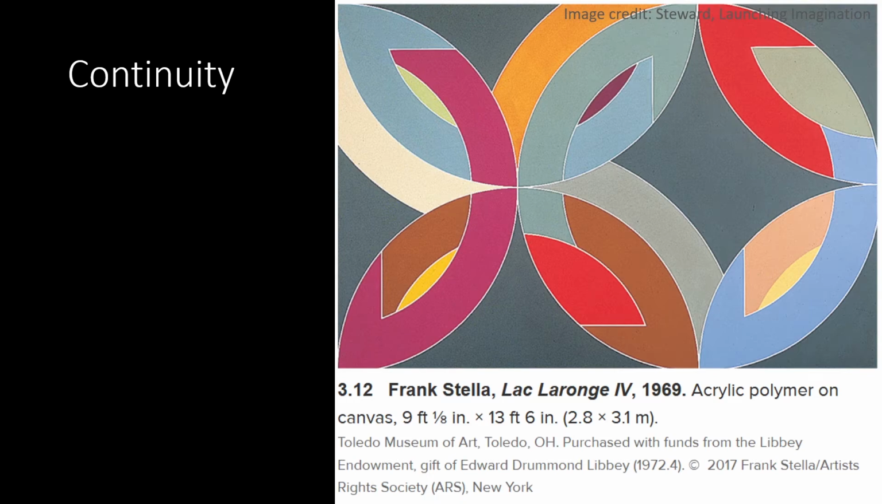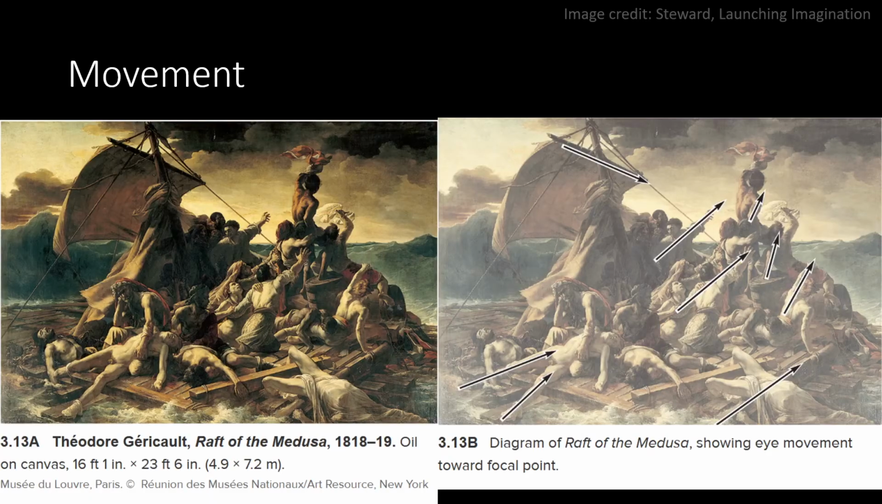So how do artists use continuity and movement? If you look at this example, movement within composition is very important. In Raft of the Medusa, the artist used a pattern of diagonal lines to direct our attention to a single focal point, which is right here. You see all these diagonals, the arms reaching to it, and then the focal point ends right here. So it's directing our eyes and attention to this point right here.